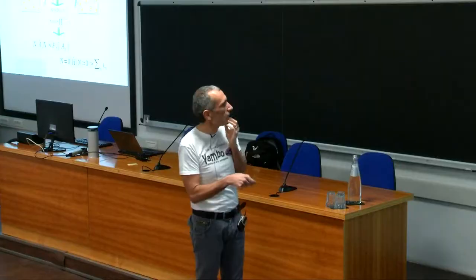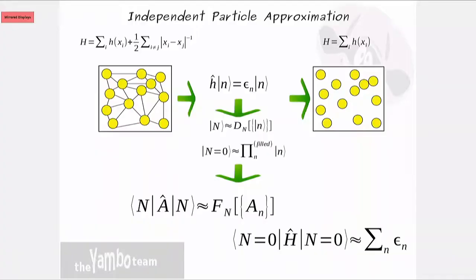In this case, you can rewrite this complex average as a functional of the averages in the free single particle states. For example, the energy of the ground state is the sum of the occupied energy levels. That's it. It's easy. And then we will show you how to calculate several quantities in the independent particle approximation. It's easy. Everything is practically analytical.